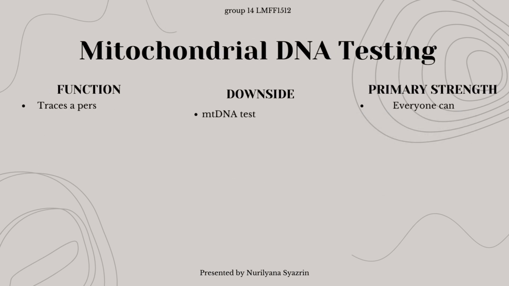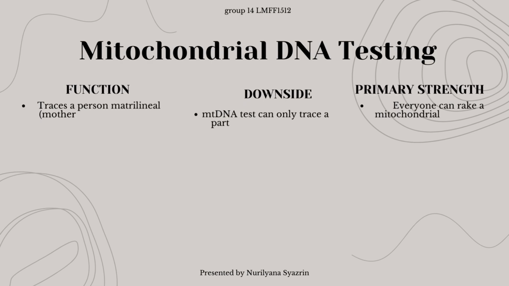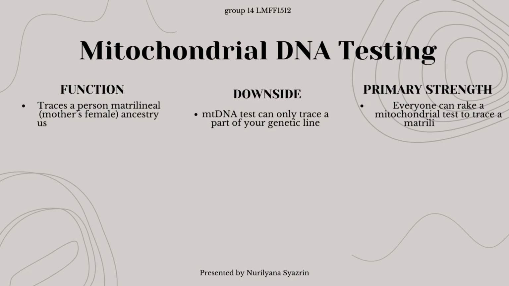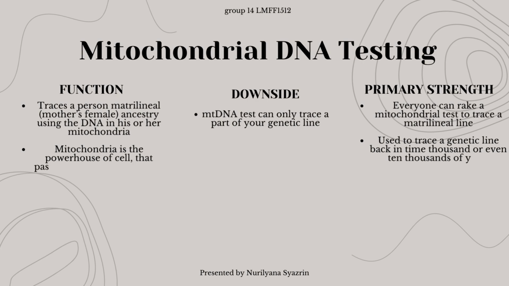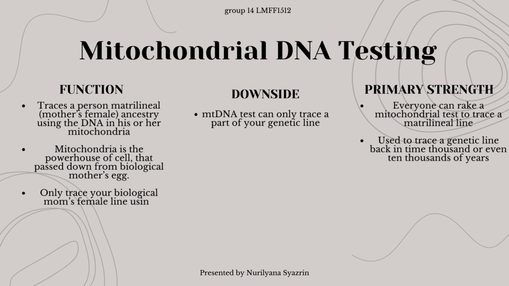Mitochondrial DNA testing is used to trace a person's matrilineal, or mother's female, ancestry using the DNA in his or her mitochondria. Mitochondria is the powerhouse of cells that is passed down from the biological mother's egg. It can only trace your biological mom's female line using mtDNA testing. Everyone can take a mitochondrial test to trace a matrilineal line. An mtDNA test can also be used to trace a genetic line back in time, thousands or even tens of thousands of years. An mtDNA test can only trace a part of your genetic lineage, the biological women on your maternal line back in time.